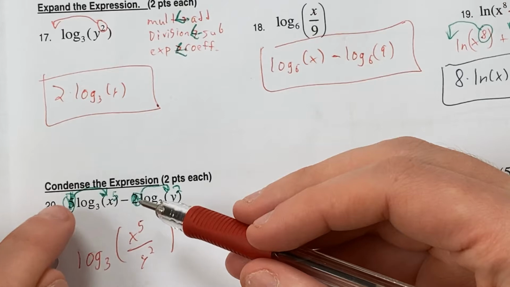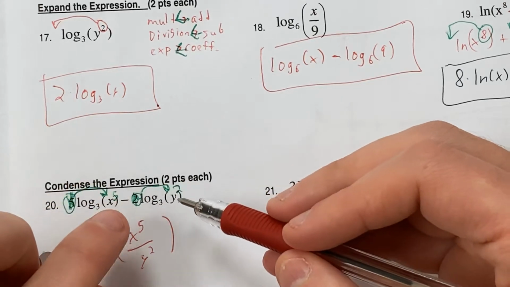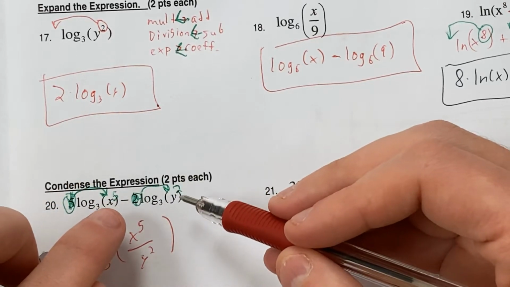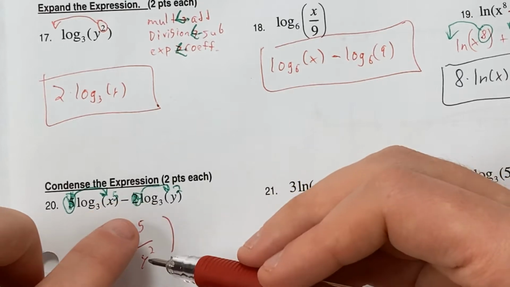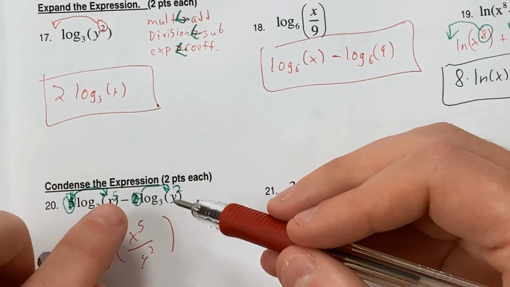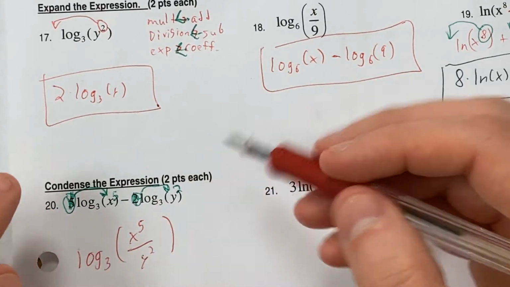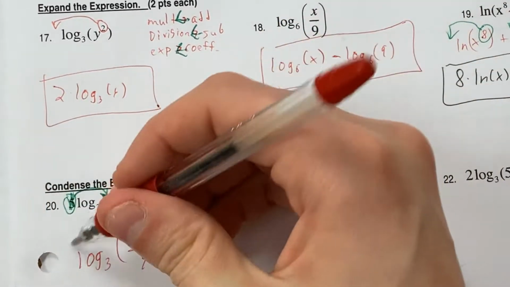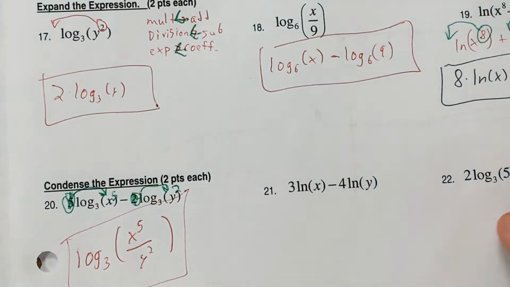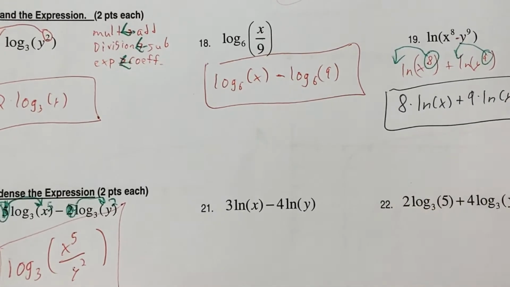The numbers in front become exponents, so you get x to the 5th and y squared. Since it was a minus, it becomes division. So x to the 5th divided by y squared. And it is a single log, so that is condensed. Number 21.